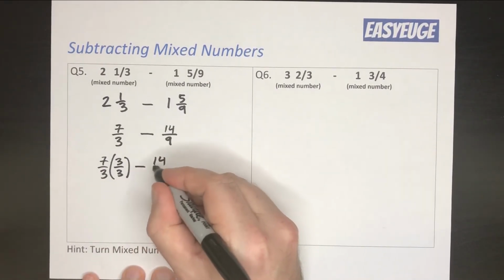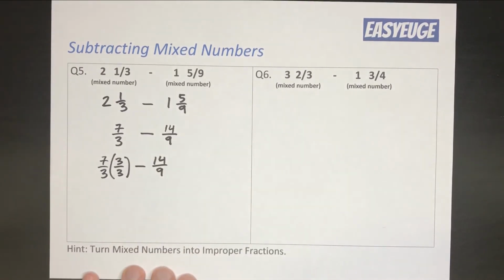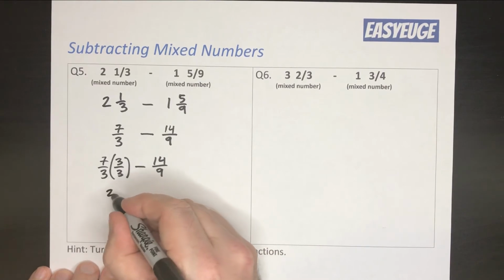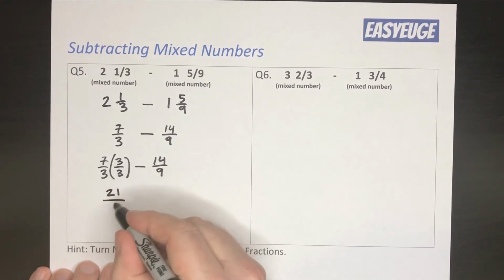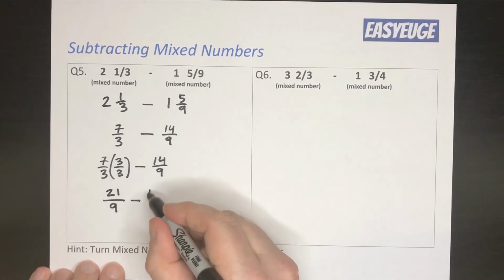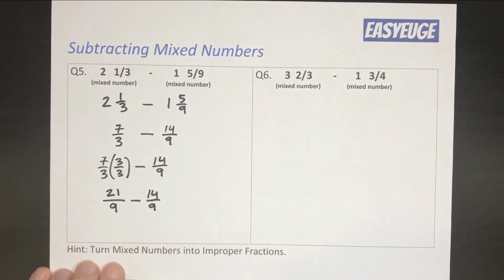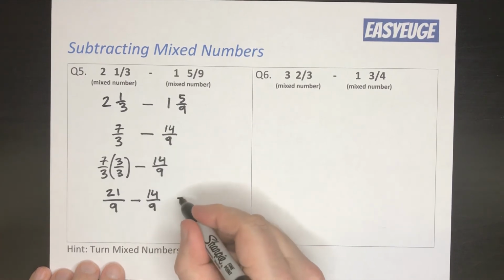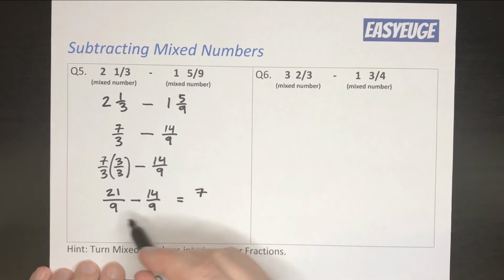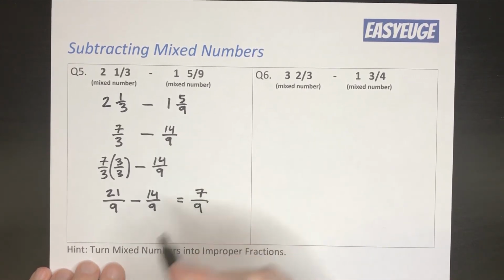To turn a 3 into a 9, we're going to multiply the whole fraction by 3 over 3. And then we'll take away the 14 over 9. So let's work out this part here. 7 3s are 21. 3 3s are 9. So that's 21 over 9. And we'll take away 14 over 9. Now we can go straight ahead and do the subtraction because we have like denominators. 21 take away 14 is 7. And the 9 goes straight across. The answer is 7 over 9.